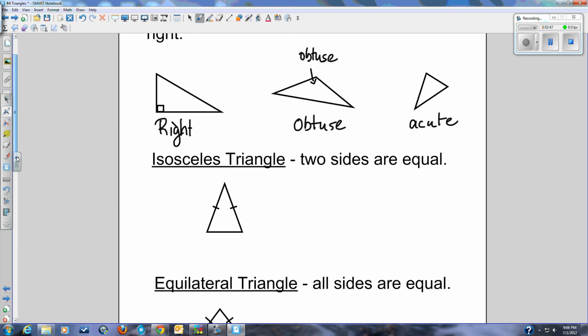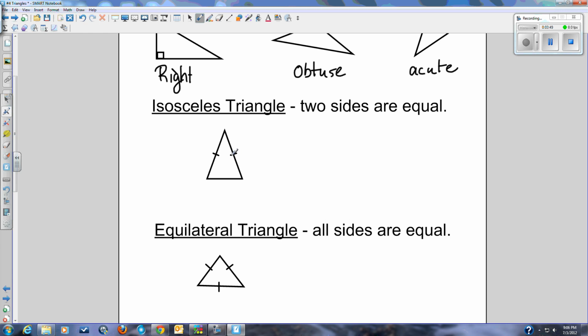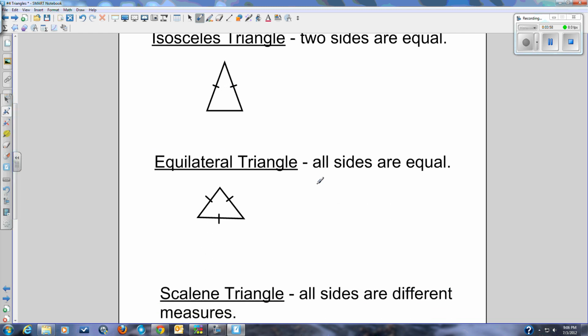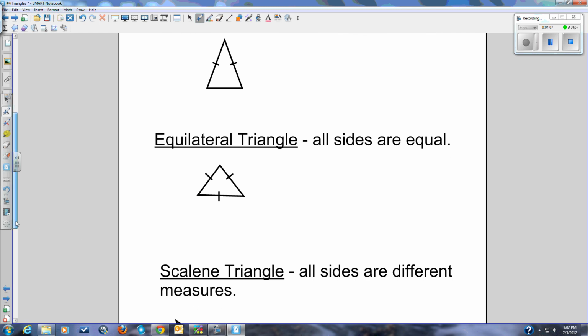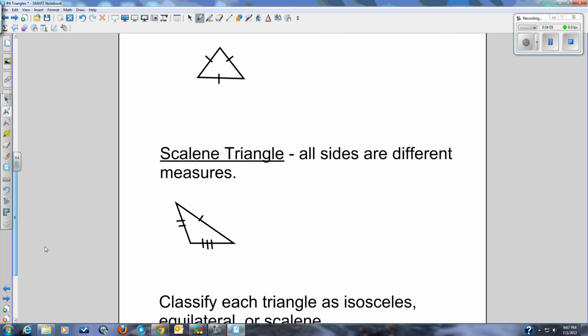An isosceles triangle has 2 sides that are equal in length, and I've used these 2 little marks to show the sides that are equal. In an equilateral triangle, all the sides are equal in length. And you can see I have all of the sides marked the same way in this picture. In a scalene triangle, all sides are different measures, and you can see I have different marks on each side to indicate each one is a different length.